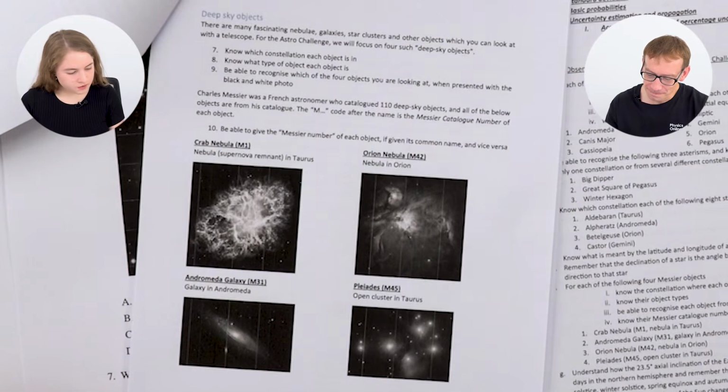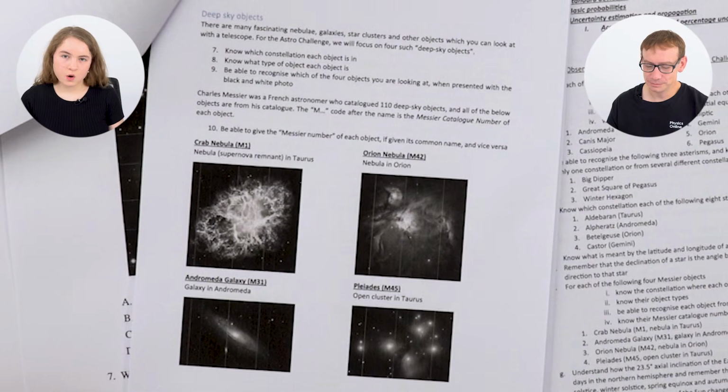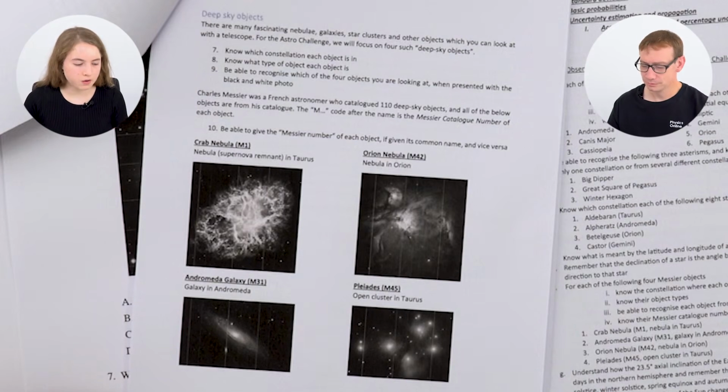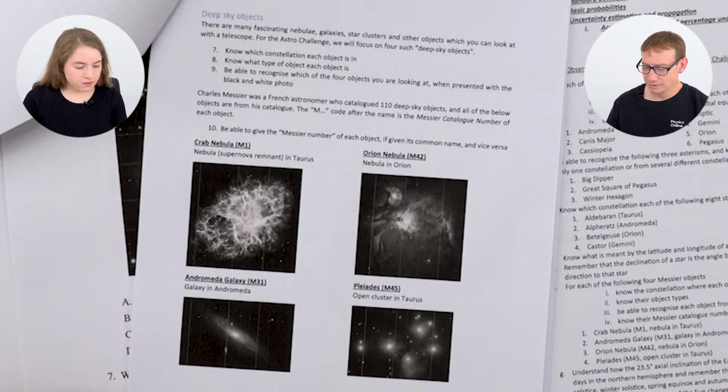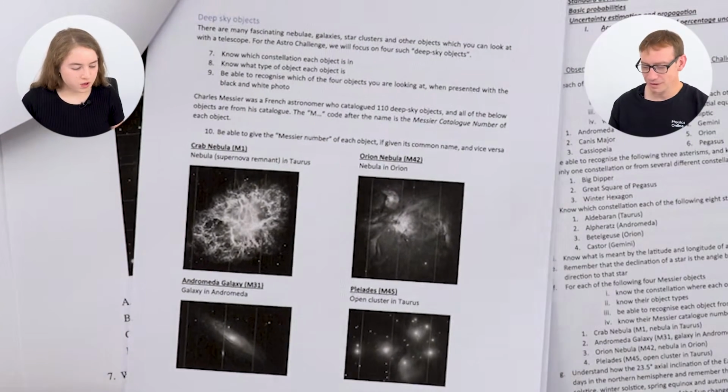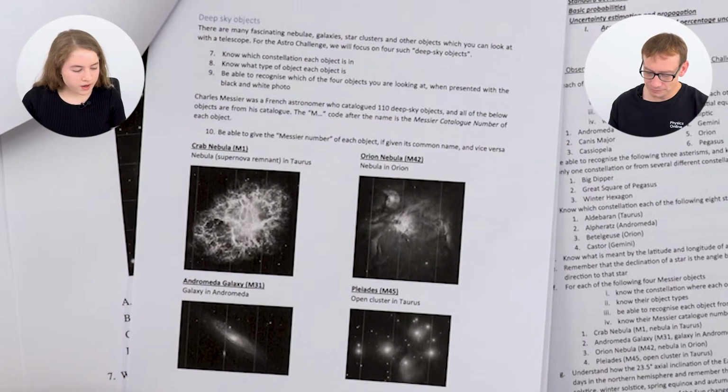Yeah, so the things you need to know for each deep sky object is which constellation it's in. For the Astro challenge, you don't need to be able to label anything. We won't give you a star map, we won't ask you to label anything on a map, but simply you need to remember which constellation each one is in. And you also need to know what type of object each one is, and finally being able to recognize a photograph of each one. And this seems a bit daunting, but there are only 4 objects that you need to remember these things for. We've got the Crab Nebula, the Orion Nebula, the Andromeda Galaxy, and the Pleiades. And each one has its own Messier number.